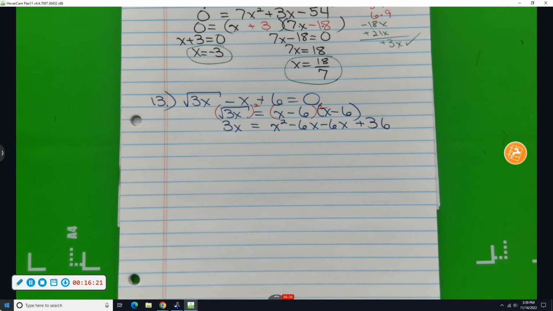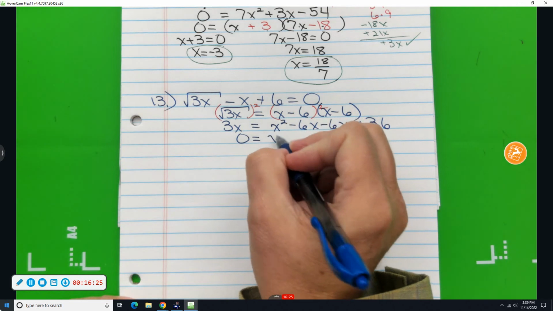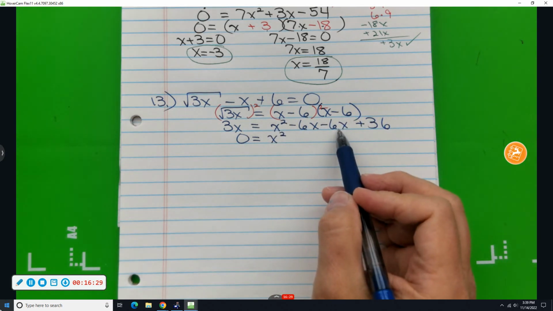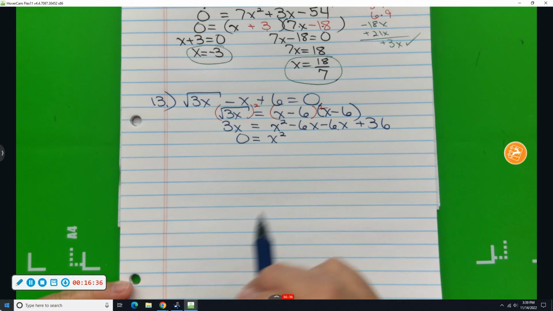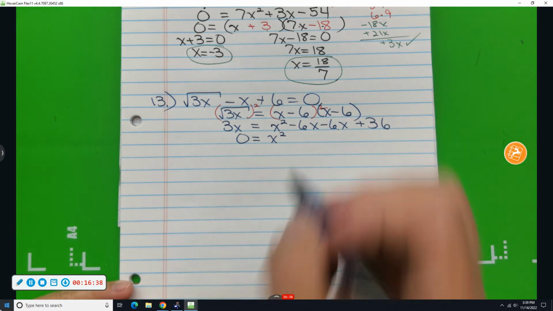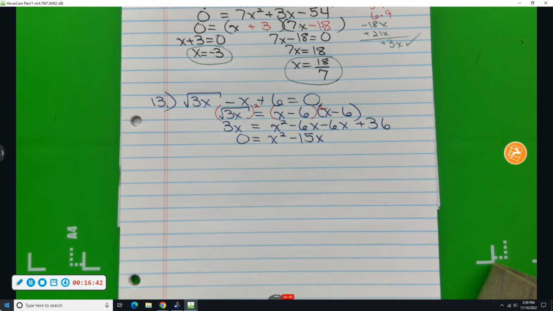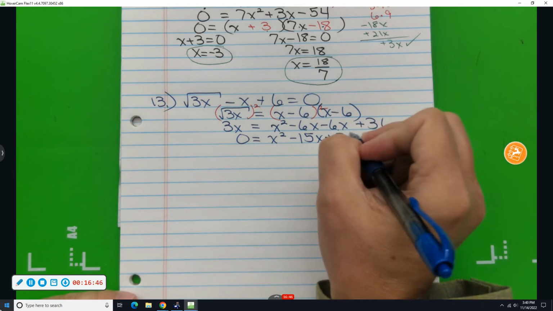I get this set equal to 0. We have an x squared. Negative 6x minus 6x is negative 12x. Minus 3x. Negative 12x minus 3x. That's a negative 15x. And what else do we have? A positive 36.